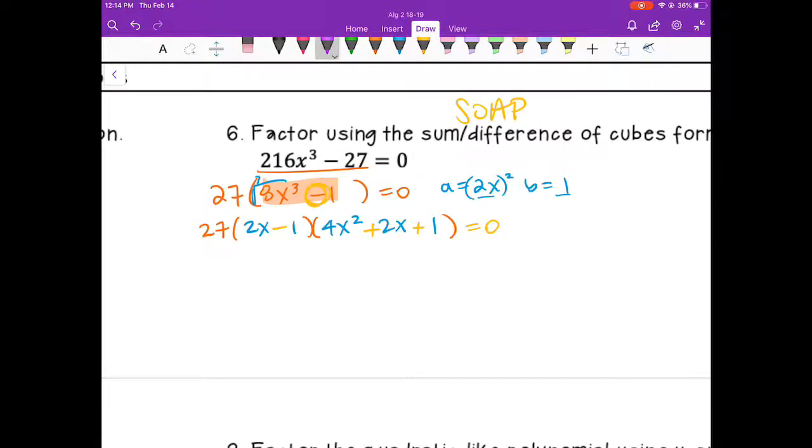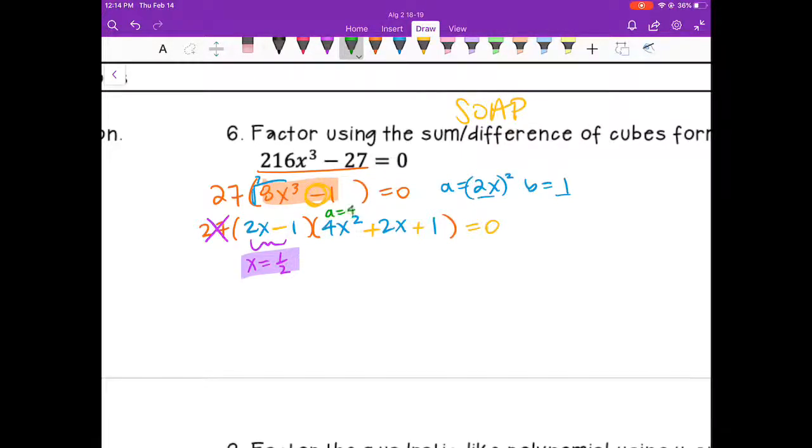This 27 out front doesn't give me an additional solution, so as I begin to solve, I don't need to worry about it. That first set of parentheses gives me positive 1/2 for one of my answers. That's great. From my second set of parentheses, whenever we use SOAP, you will always have imaginary solutions. You'll get 1 real solution and 2 imaginary. We will solve this guy using our quadratic formula then.